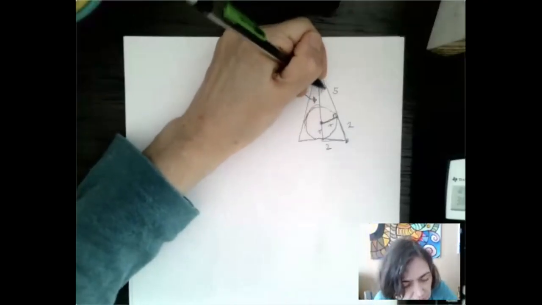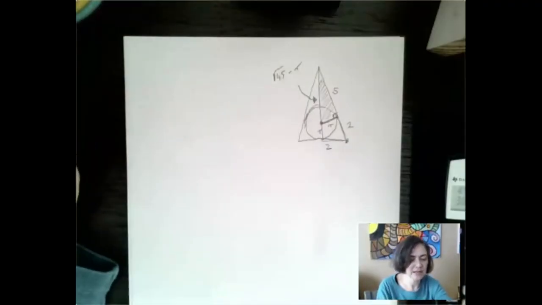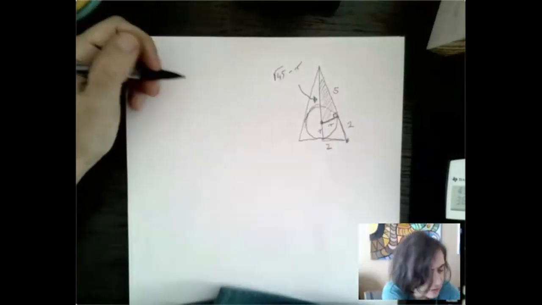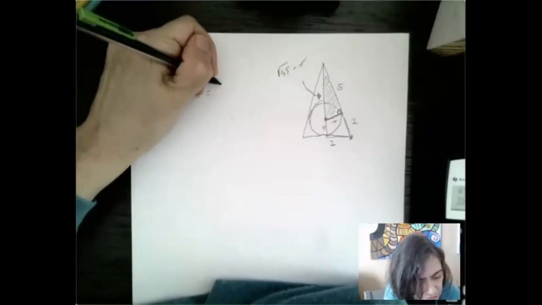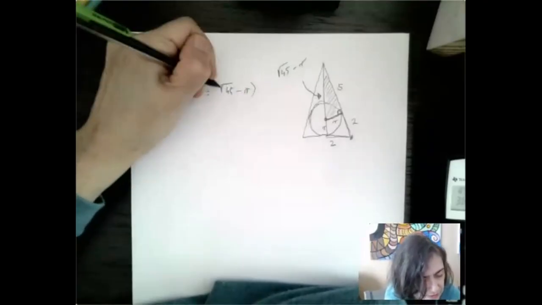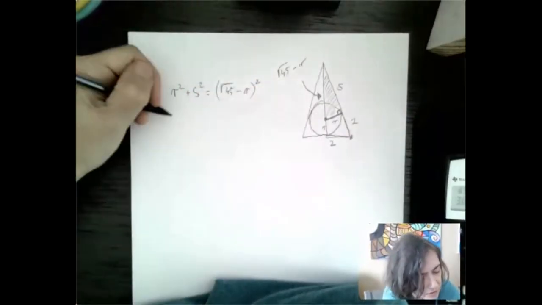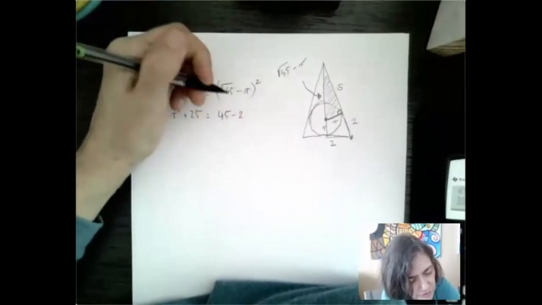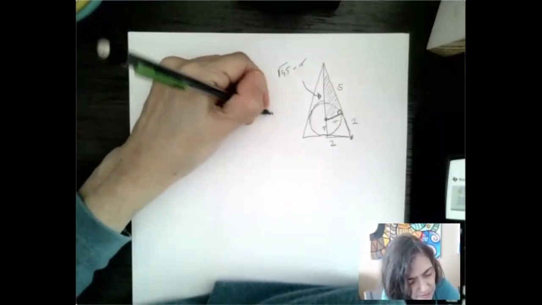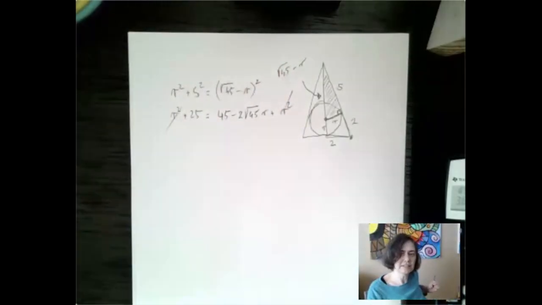And so we're going to be able to solve for r very similarly if you just state the Pythagorean theorem on this right triangle. And all the computation is going to be similar, you will see. So what we have is r squared plus 5 squared equals square root of 45 minus r, squared. Right, the hypotenuse is always the one opposite the right angle. So we have r squared plus 25 equals 45 minus 2 square root of 45 r plus r squared.